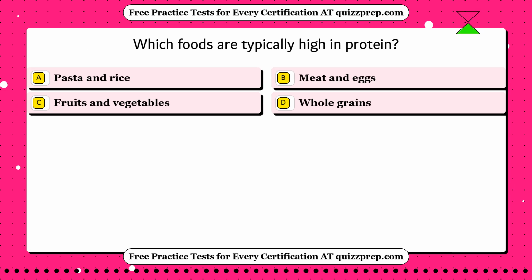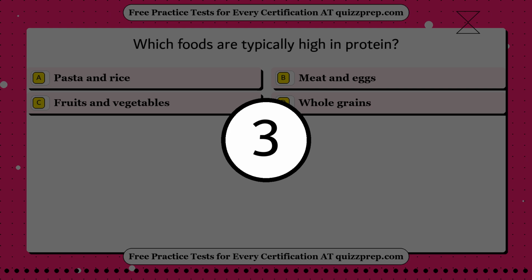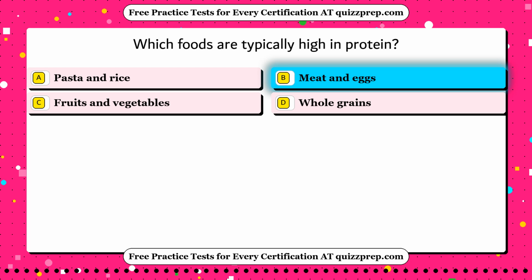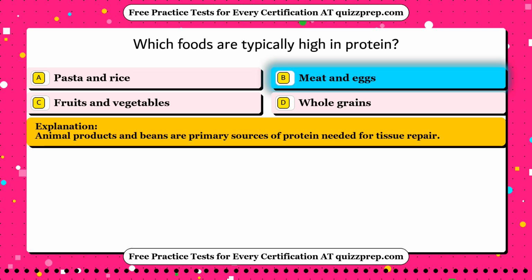Question 139. Which foods are typically high in protein? Option A. Pasta and rice. Option B. Meat and eggs. Option C. Fruits and vegetables. Option D. Whole grains. The correct answer is option B. Meat and eggs. Animal products and beans are primary sources of protein needed for tissue repair.